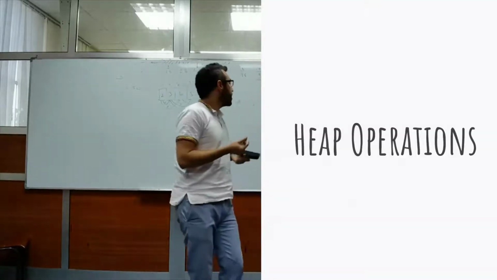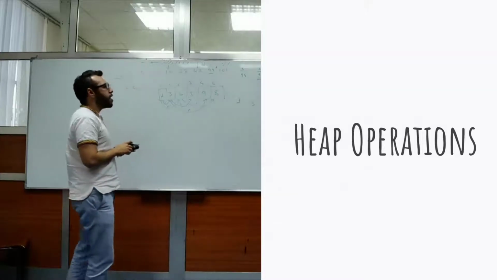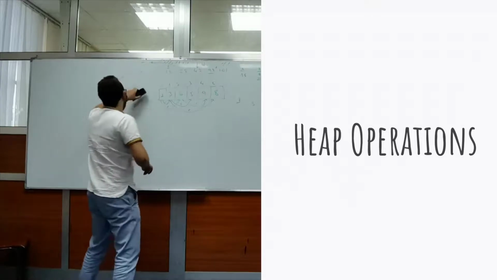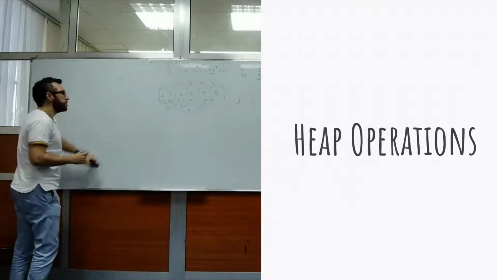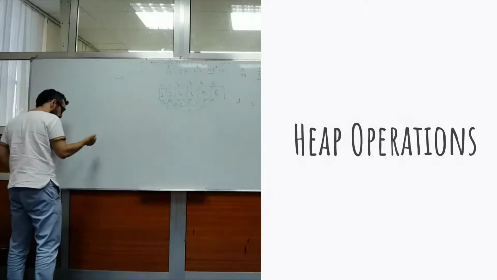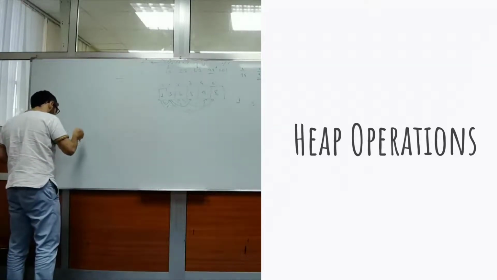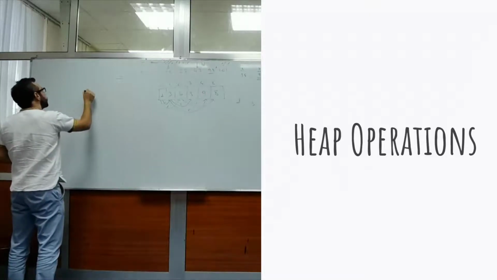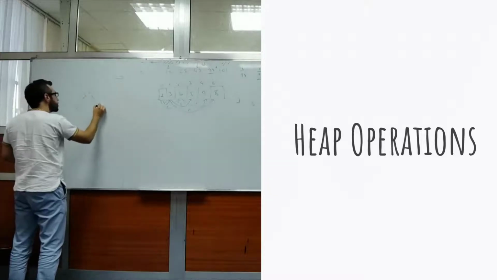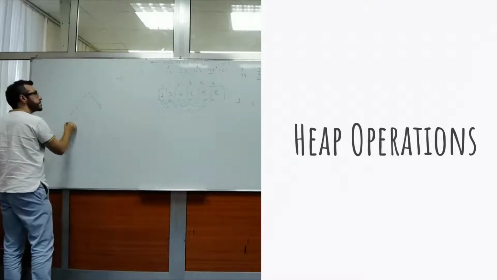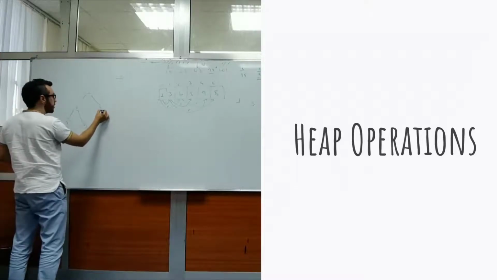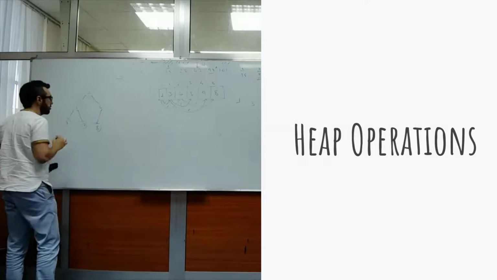So, now let's focus on how we can run some important operations on heap. Let's have an example here. Let's say we have a min heap, and it would have 1, and then its children are 3 and 6, and then 3 has 5 and 9, and 6 has 8 as children.